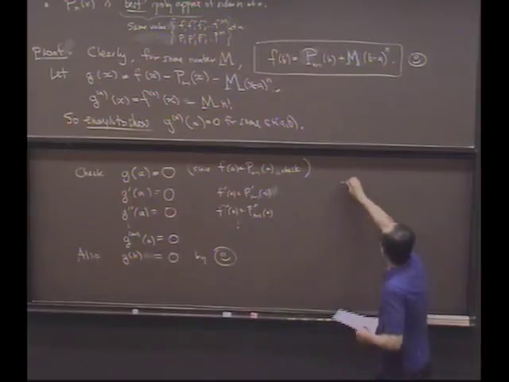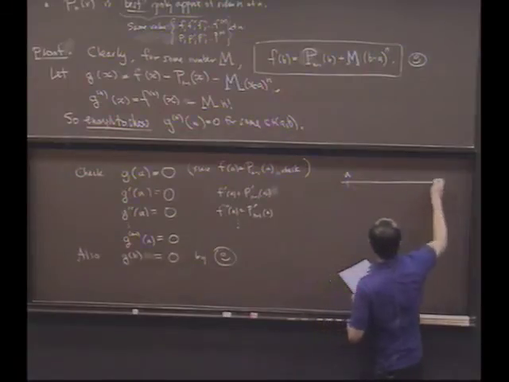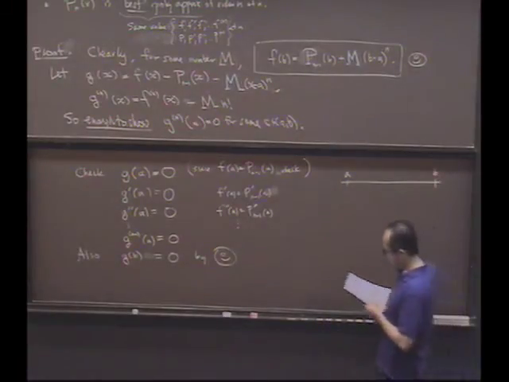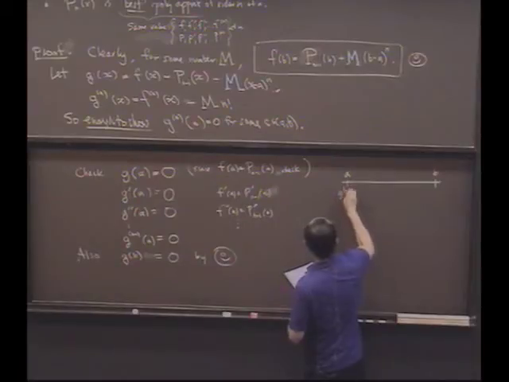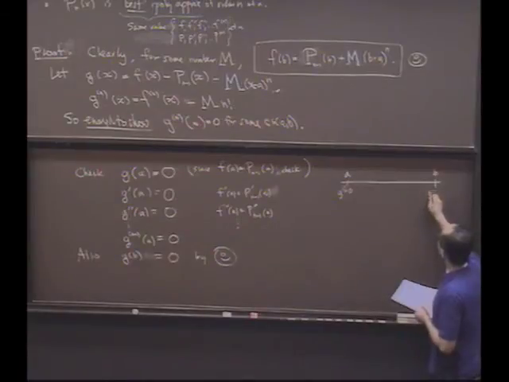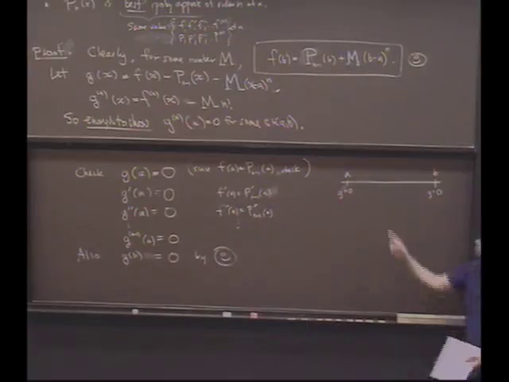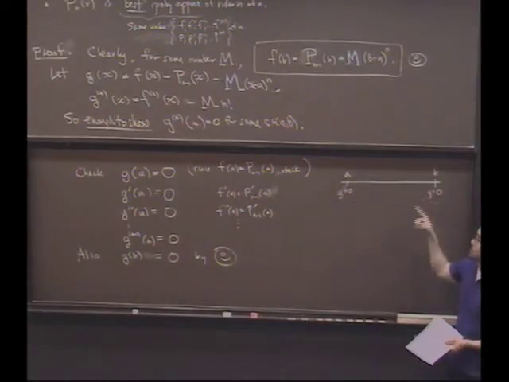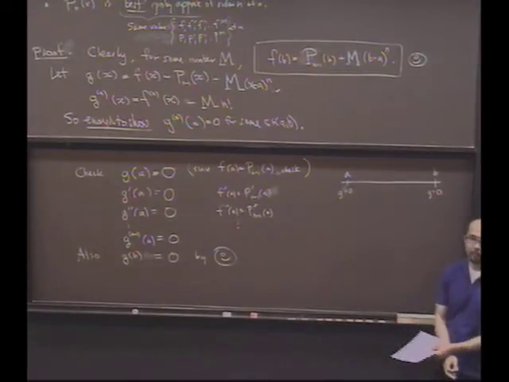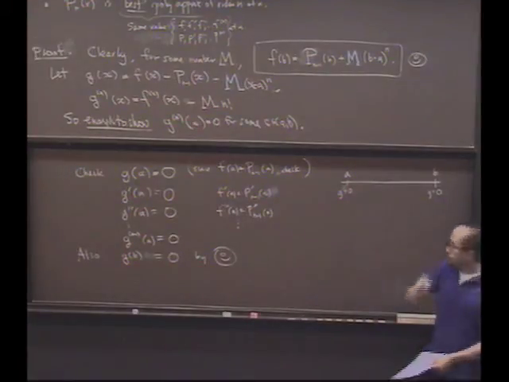Okay, so here's what I have. I have a, here's the point A, here's the point B, and I know that at A, G prime is 0, that G is 0, right? And I know at B, G is 0, yes? So if I have a function that's 0 at both ends, then it either has a max or a min in between. Therefore, there's a point in between whose what? Whose first derivative is 0.